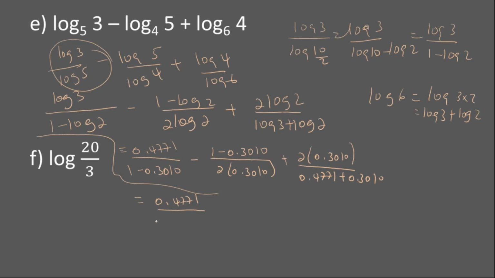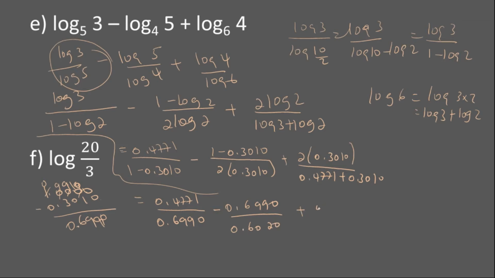From this, 0.4771 over a positive number, 0.6990, because 1 minus 0.3010: we have 4 digits after the decimal point. 0 minus 0 is 0, 0 minus 1 is impossible, so we borrow: 10 minus 1 is 9, 9 minus 0 is 9, 9 minus 3 is 6, so we get 0.6990. Then 0.6990 divided by twice 0.3010, which is 0.6020.